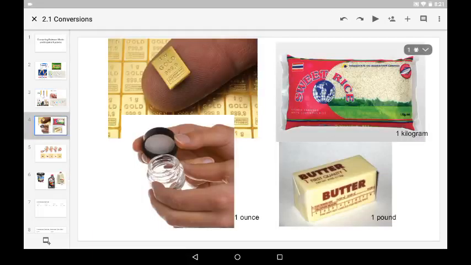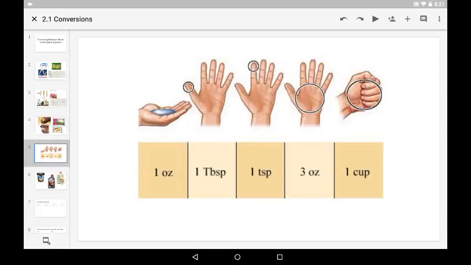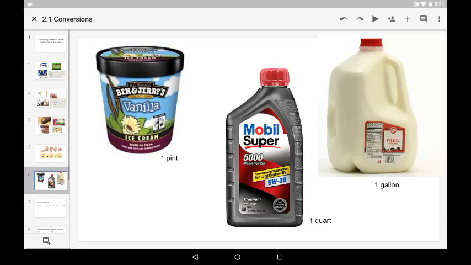When we're talking about mass, the main measures in metric are grams and kilograms. In imperial, ounces and pounds. Here are some pictures to show you approximately what an ounce, a tablespoon, a teaspoon, and a cup look like if you're cooking or baking. Here's a pint, a quart, and a gallon, which are more imperial measures for volume. For metric, we talk about milliliters and liters.